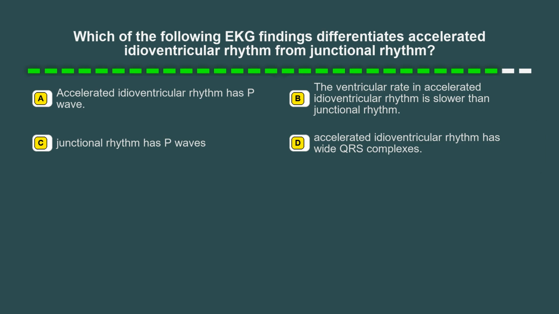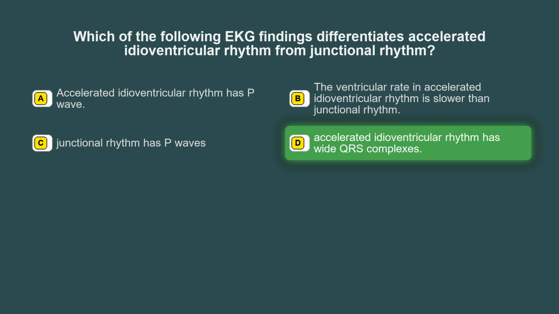Question 38. Which of the following EKG findings differentiates accelerated idioventricular rhythm from junctional rhythm? Option A, accelerated idioventricular rhythm has P waves. Option B, the ventricular rate in accelerated idioventricular rhythm is slower than junctional rhythm. Option C, junctional rhythm has P waves. Option D, accelerated idioventricular rhythm has wide QRS complexes.